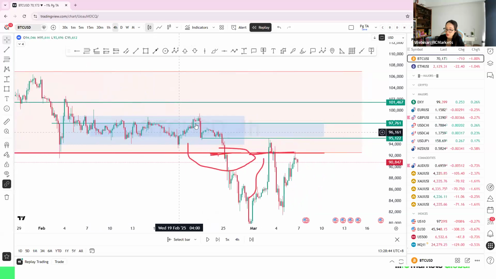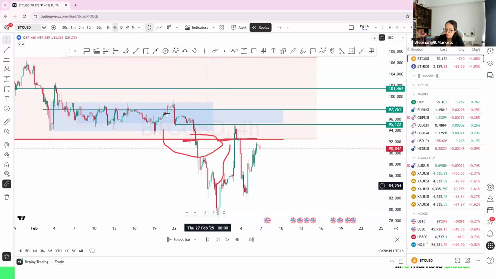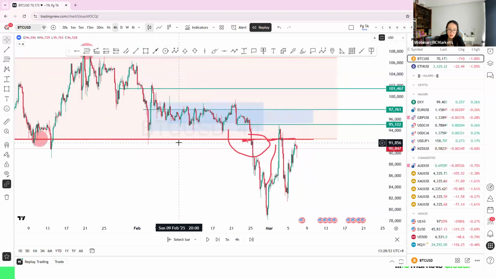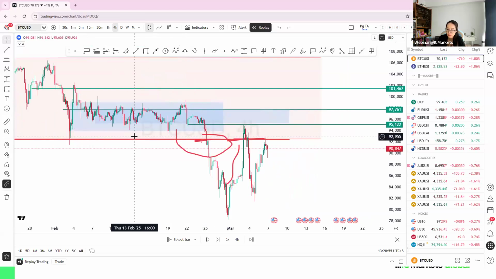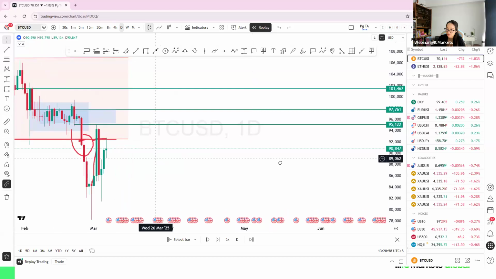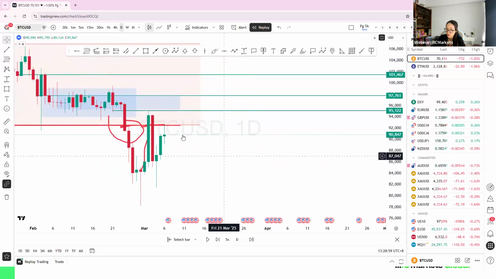Before, they have enough orders to push the price to break below this key level. Only smart money can break the key level. We cannot. We don't have the power to break the key level, right? So if you go to the D1, look at the D1 time frame. Push the price break below.